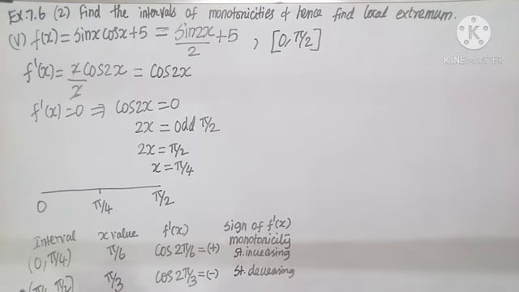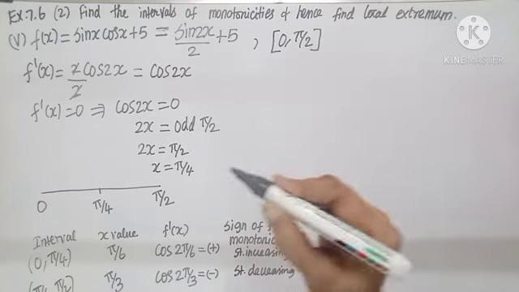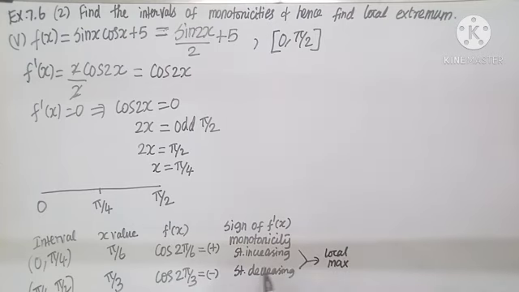So 0 to pi by 4 it is strictly increasing, and pi by 4 to pi by 2 it is strictly decreasing. Increasing to decreasing tells me it is local maximum. The common point is pi by 4. So local maximum at pi by 4.